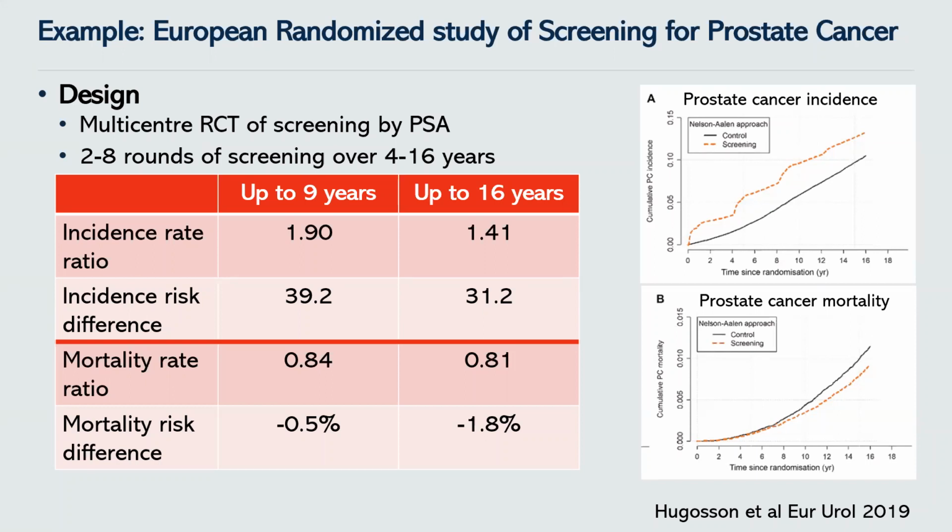But even more so, if you look at the number of extra cancers, that had reduced too. It was down from 39 per 1,000, I think it is, to 31. And the mortality rate ratio had actually improved slightly. It went from 0.84 to 0.81, but particularly the difference: there was only 0.5% less death from prostate cancer at 9 years, whereas there's 1.8%, so an extra 1.3% of all men in the trial had avoided dying from prostate cancer. So with longer follow-up in this case, the harms decrease and the benefits increase.